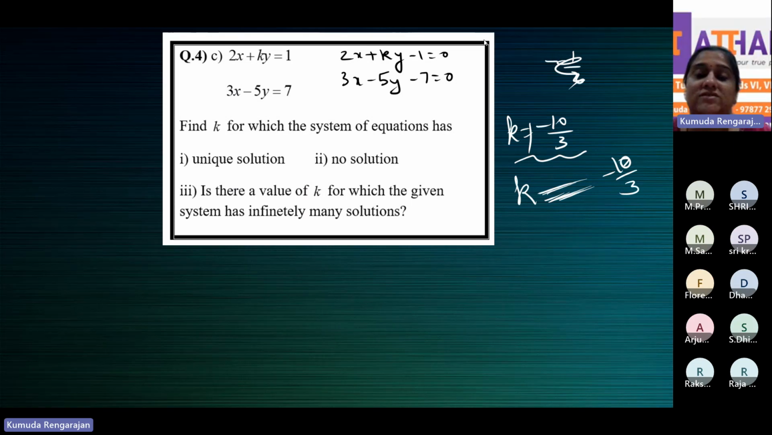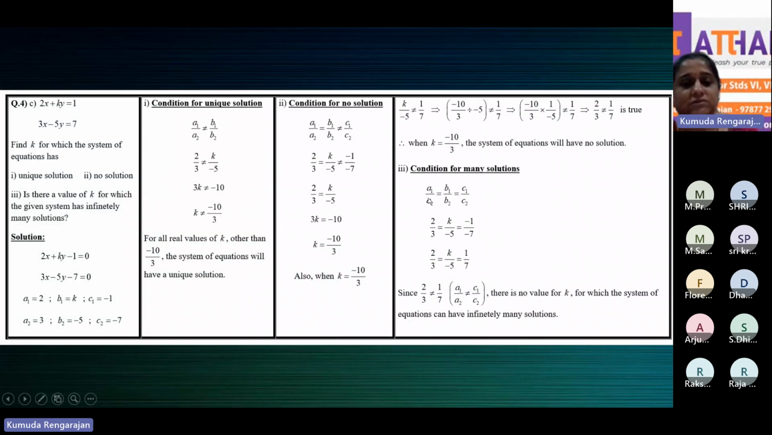Yeah, because straight away A1 by A2 is not equal to C1 by C2. 2 by 3 and 1 by 7. Whatever be the value of k, 2 by 3 and 1 by 7 will not change. So straight away A1 by A2 is not equal to C1 by C2. So there is no value for k for which the system of equations can have many solutions. Please check your answers, children.